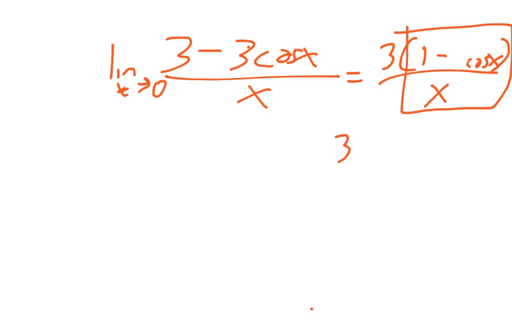And when we have this, that's going to turn out to be a limit of 3 times 0, which means my limit is equal to 0. Because whenever we have 1 minus cosine of x over x, the limit turns out to be 0.